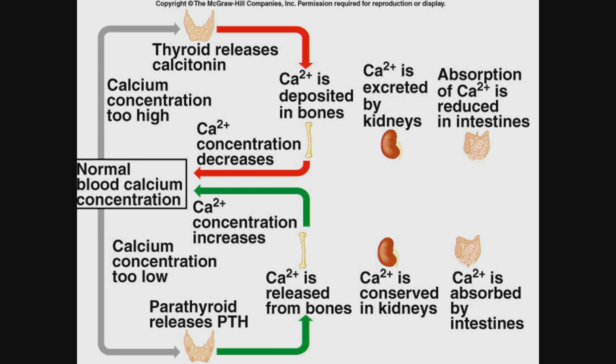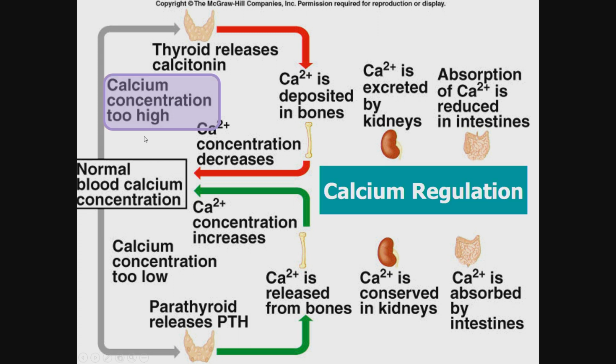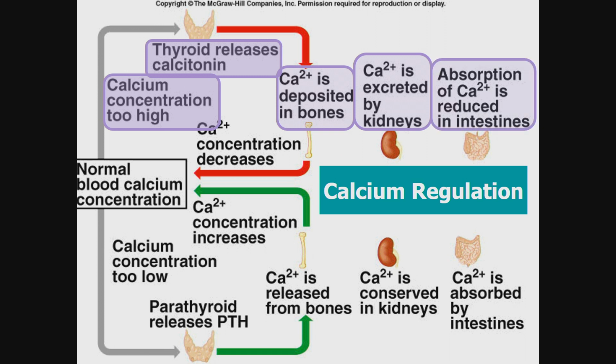So let's take a look at how this works. If there's normal blood concentration, there's no need for release of either calcitonin or parathyroid hormone. If calcium concentration is too high, let's say the person just had a meal with lots of calcium, then the thyroid gland releases calcitonin. Calcium is deposited in the bones, it's excreted by the kidneys in urine, and calcium absorption is reduced in the intestines until normal blood calcium concentration is reached.